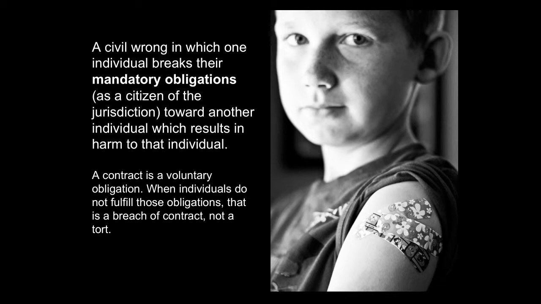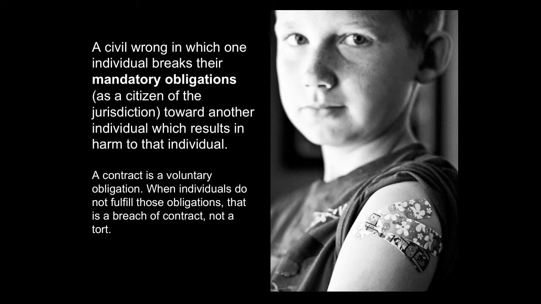So, a tort is a civil wrong in which an individual breaks their mandatory obligations as citizens to other individuals within that jurisdiction, resulting in harm. Okay? So a tort is the breaking of mandatory obligations that we have to one another, all as citizens, none of which really get written down. It's just the things that we all know and the juries decide, resulting in harm.